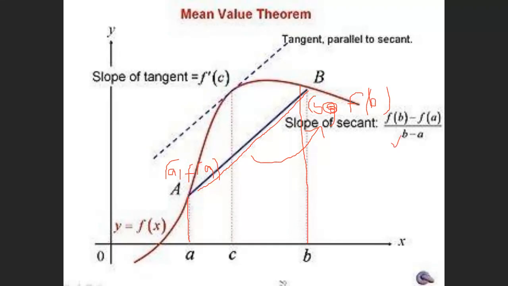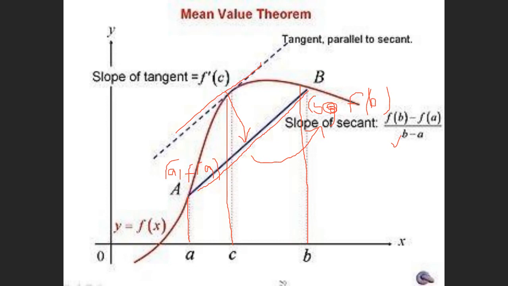So what is the mean value theorem saying? When you pass a line between two points on a curve, there is at least one point C between A and B. At point C, when you take the tangent line, you can see here that this tangent line, f dash of C, is parallel to the secant line. That is called the mean value theorem.